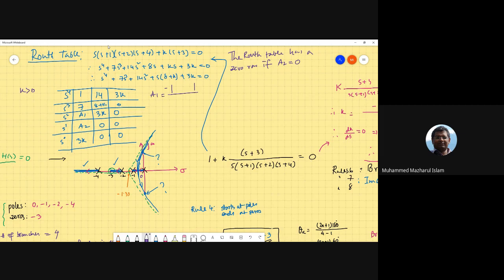So let's calculate a1 and a2. a1 is 1, 14, 7, 8 plus k, divided by 7. So this will be minus the determinant, that is 14 minus 8 plus k divided by 7. I'm jumping a step. You can keep it like this; it's my choice to keep it like this.